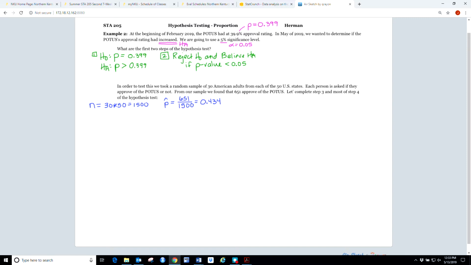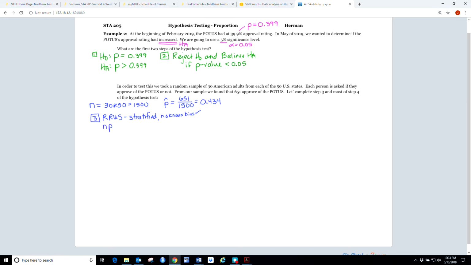All right, so if I look at what step 3 is, step 3 starts with our conditions. So first, talking about that sampling method. If I took 30 American adults from each of the 50 states, what I've technically done here is a stratified sample. And from the way that it was done, again, I don't see anything that's bad with how they chose those people. Nothing intentionally is bad.